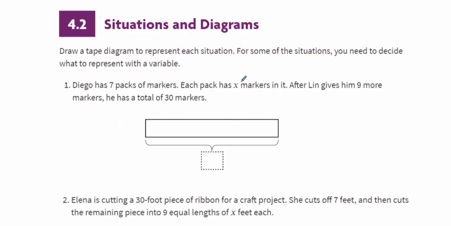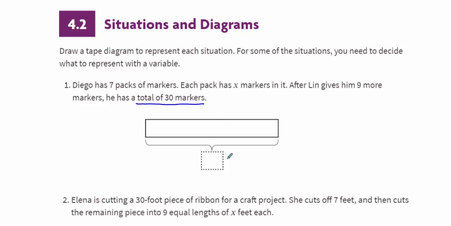Okay, problem 4.2. Draw a tape diagram to represent each situation. For some of the situations, you need to decide what to represent with a variable. Okay, so we know when we draw a tape diagram, we draw a rectangle with a total amount down here. And number 1 says, Diego has 7 packs of markers. Each pack has X markers in it. After Lynn gives him 9 more markers, he has a total of 30 markers.